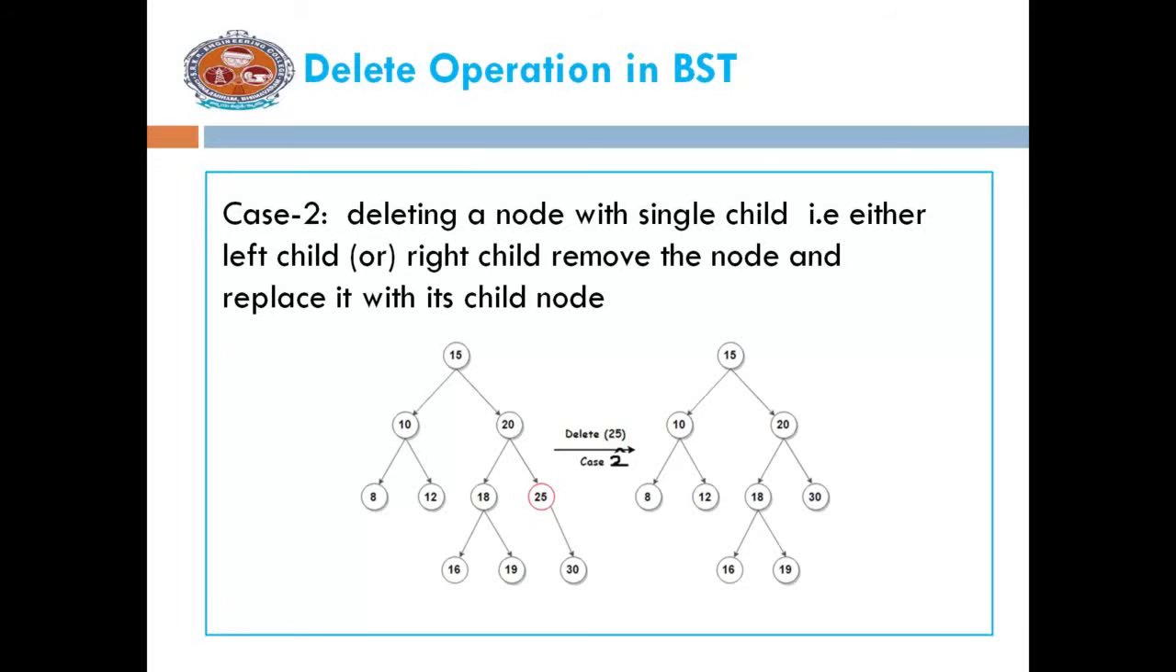The case 2 is deleting a node with a single child. That may be a left child or right child. Just remove that node and replace it with its child. Here I want to delete 25. I am just deleting that node and replacing that node with 30.